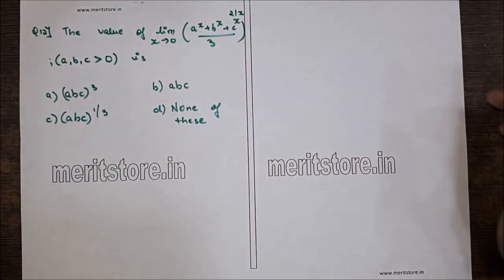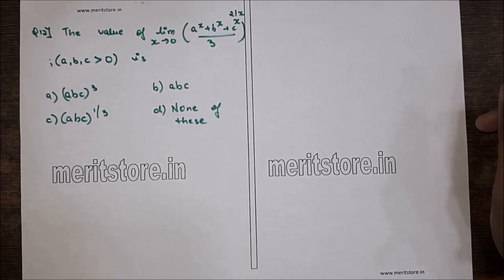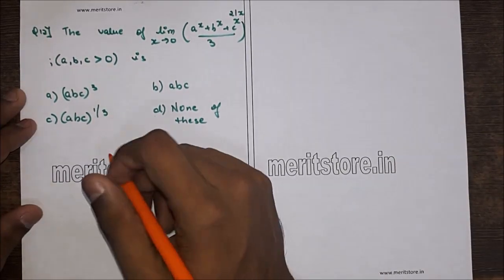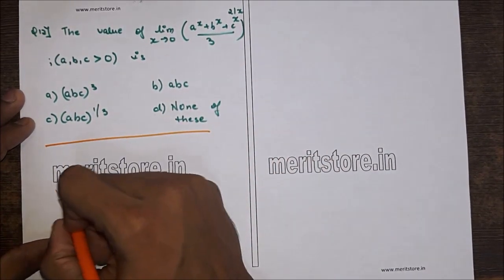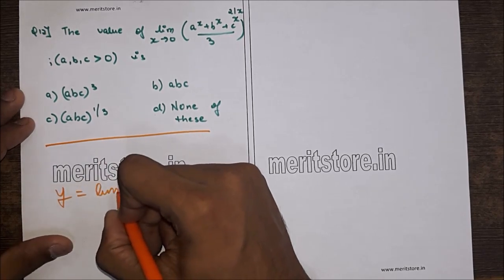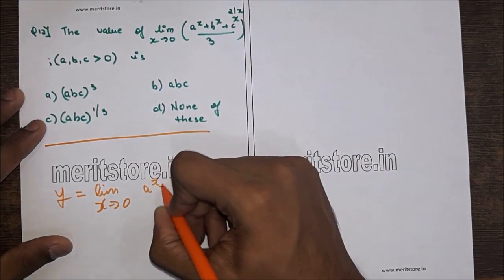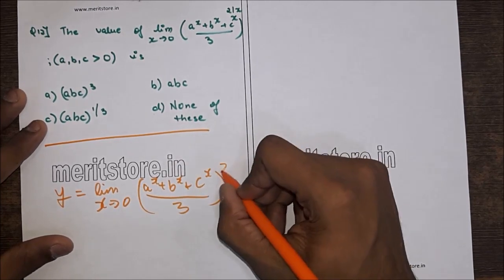The value of limit x tends to 0, a raised to x plus b raised to x plus c raised to x by 3 the whole raised to 2 by x, where a, b, c are all greater than 0, is: A) abc the whole cube, B) abc, C) abc raised to 1 by 3, or D) none of these. So what we do first is, we could say y is equal to limit of x tends to 0 of this term, that is a raised to x plus b raised to x plus c raised to x by 3 whole raised to 2 by x.